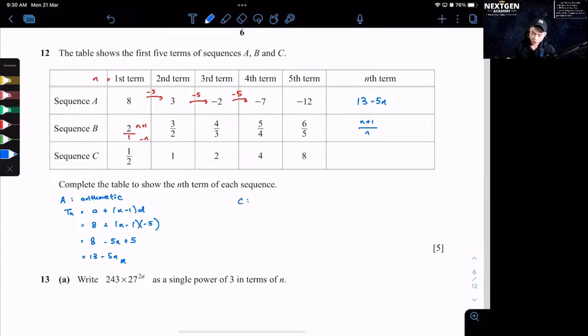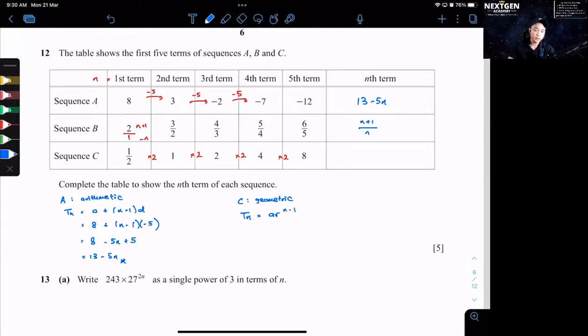Okay, let's look at sequence C: 1 over 2, 1, 2, 4, 8. Immediately I can observe this one is times 2, times 2, times 2, times 2. So if it's a multiply or divide kind of sequence, it follows a geometric sequence. For a geometric sequence, you can use this general formula: a r to the power of n minus 1. Okay, so these two formulas will be useful for you.